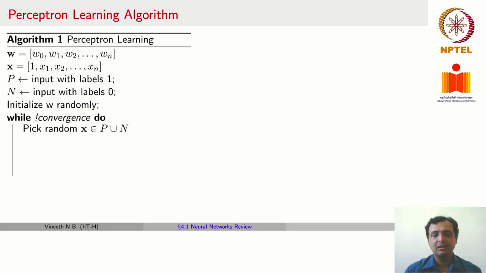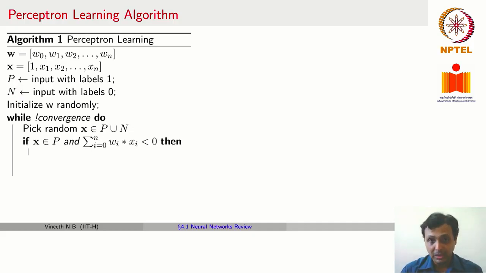The first step says, randomly pick a point, an input data from P or N. Rather, you select X coming from P union N. If X belongs to P, which means it's a positive class, and if your output was less than 0, remember, for a positive class, you would have wanted your output to be greater than 0. But if it is less than 0, you simply add X to W. Why is this so? We'll see in a moment.